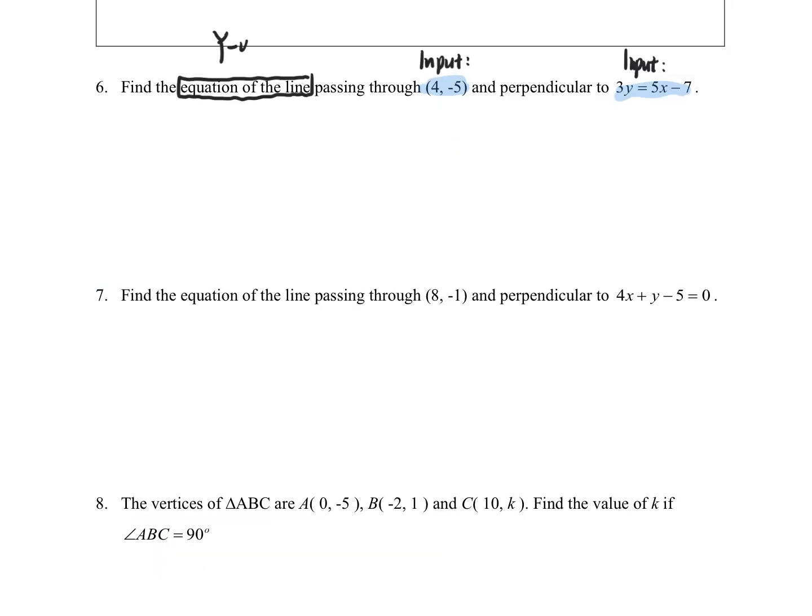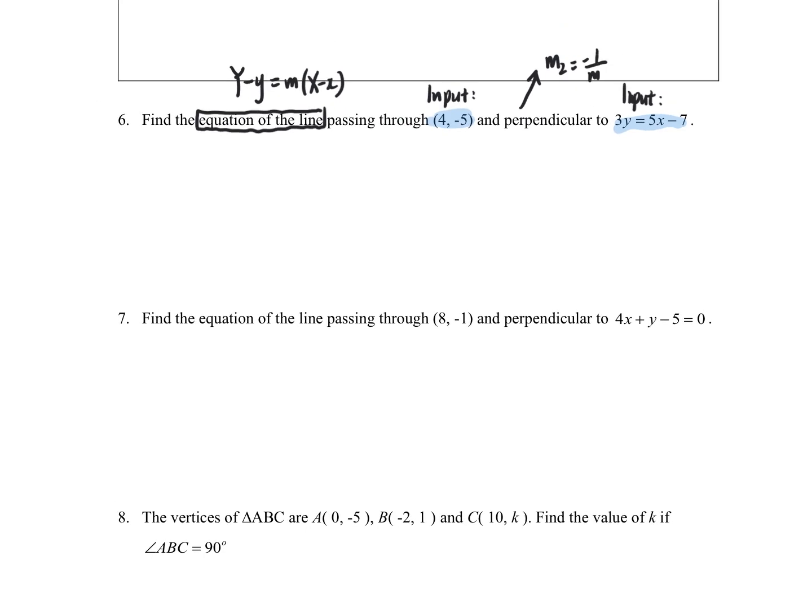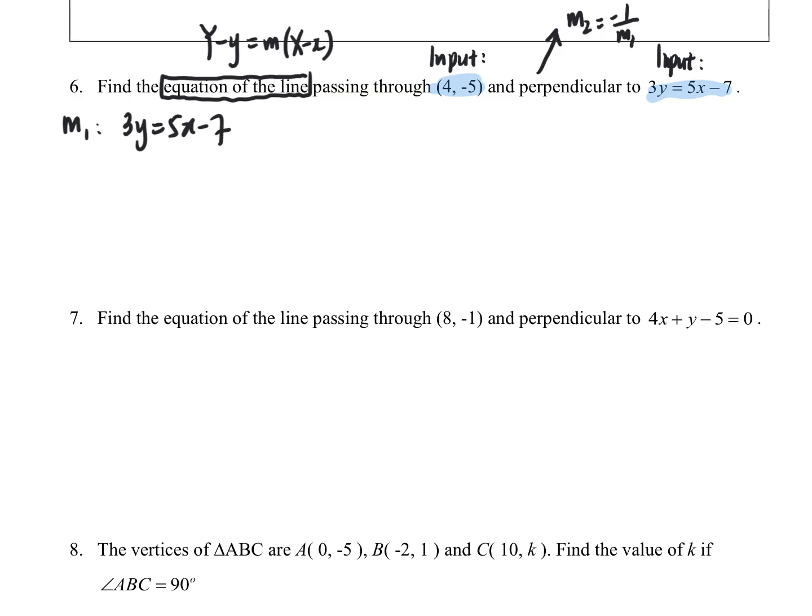So we will use this later to help us solve, and then this perpendicular tells us that we need to use this relationship. So at the back of your mind, when you read the question, this should be the processing in your mind. Okay, so first thing first, I know I need to find the gradient of the first equation. So based on the equation they give me, I need to change to gradient intercept form. So divide by 3 throughout. So I know that the gradient of the first line I have is 5 over 3.